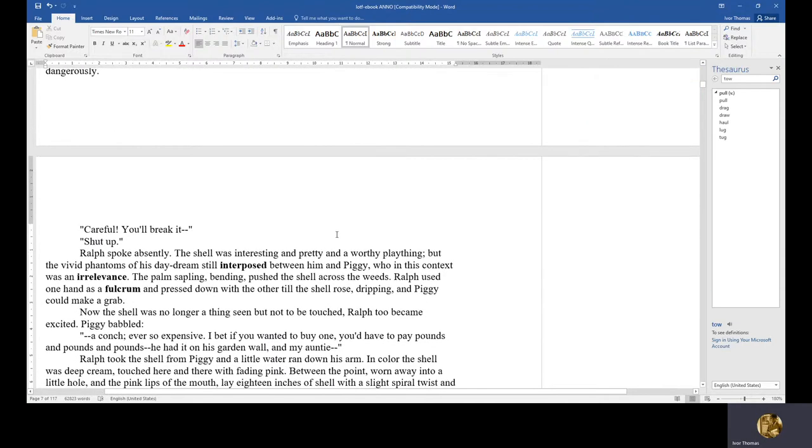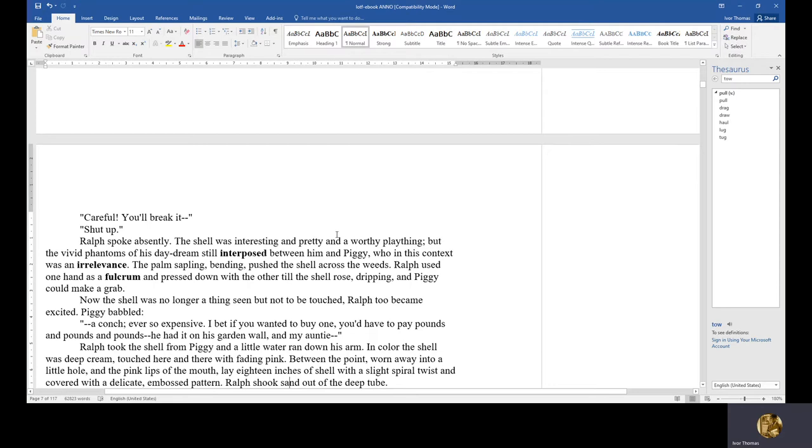Careful, you'll break it! Shut up! Ralph spoke absently. The shell was interesting and pretty, and a worthy plaything, but the vivid phantoms of his daydream still interposed between him and Piggy, who in this context was an irrelevance. The palm sapling, bending, pushed the shell across the weeds. Ralph used one hand as a fulcrum and pressed down with the other till the shell rose, dripping, and Piggy could make a grab. Now the shell was no longer a thing seen but not to be touched.